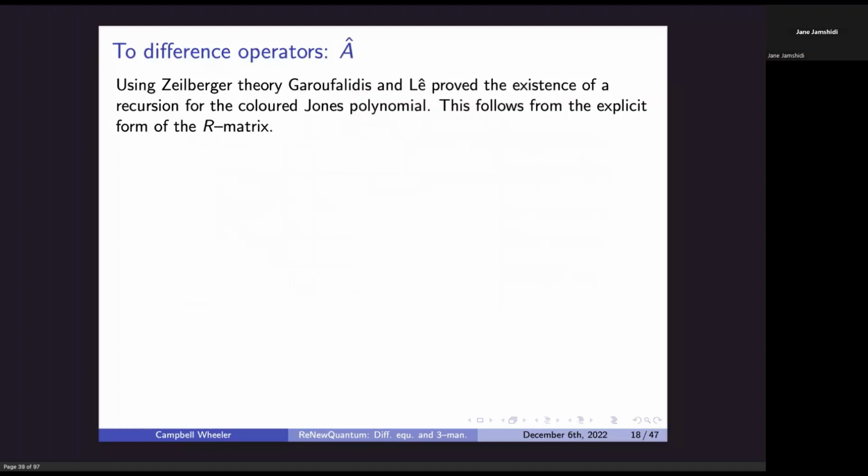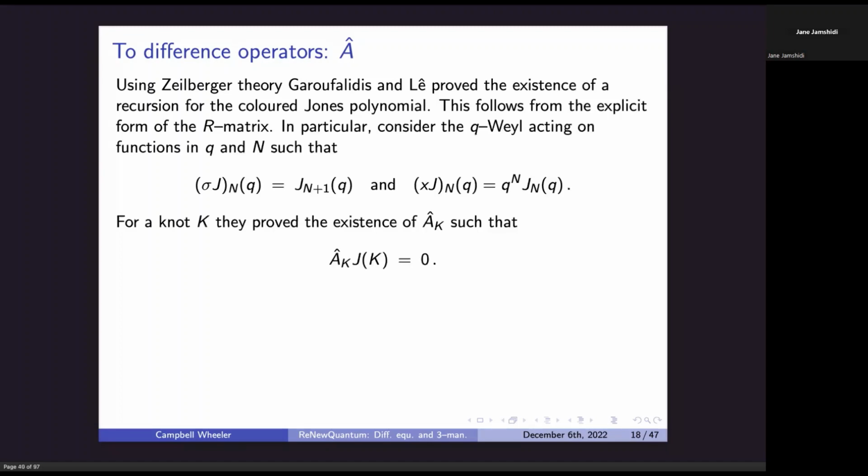But the fact that this is q-hypergeometric allowed Garoufalidis and Le, using Zeilberger theory, to prove the existence of a recursion for these colored Jones polynomials. So using a few initial values, for example the second, third, and fourth, depending on the order of the recursion, you can calculate this colored Jones polynomial. And as I said, this follows from the explicit q-hypergeometric expression from the R matrix, and then there are a lot of other details you have to check, of course.